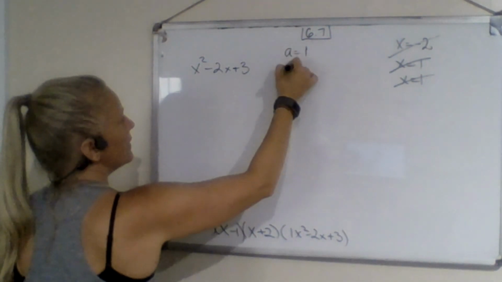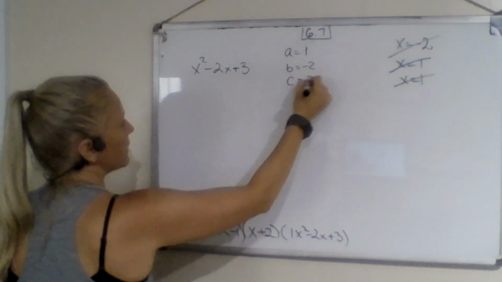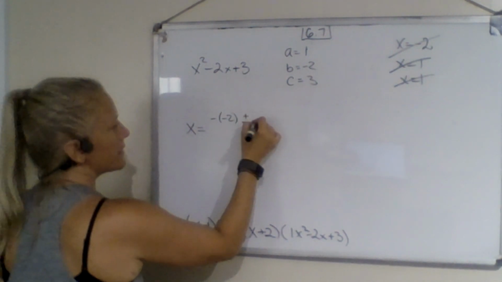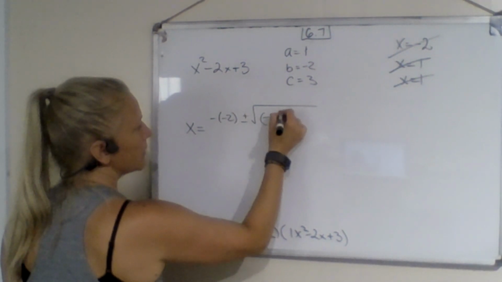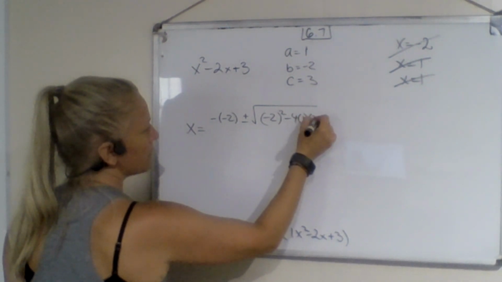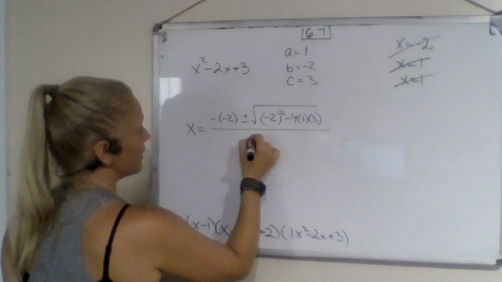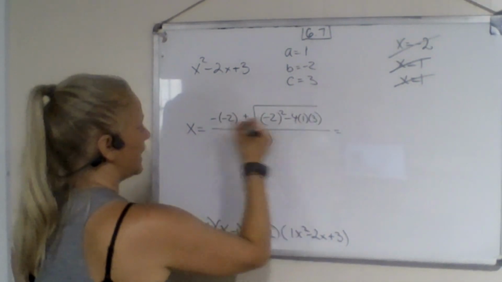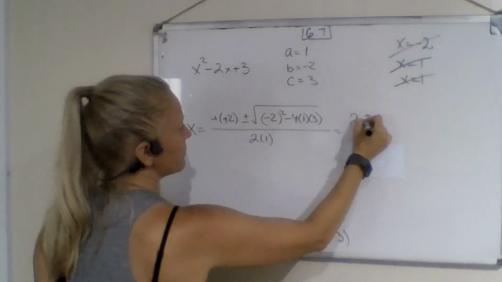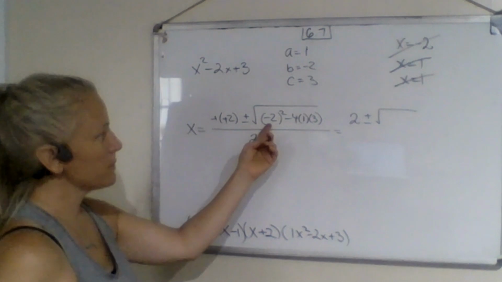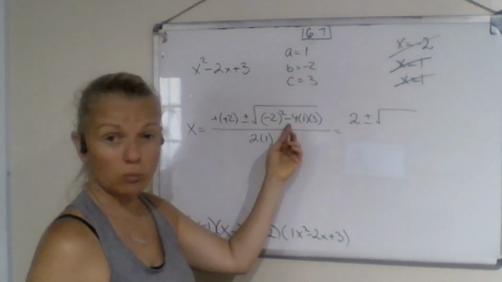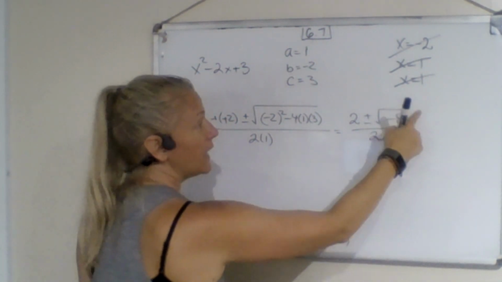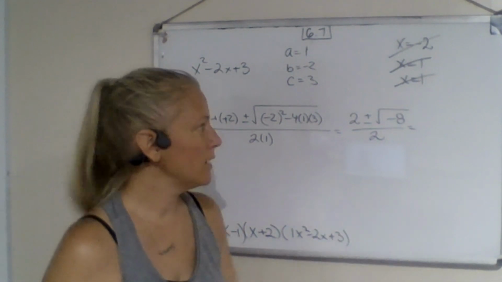A is 1, B is negative 2, C is 3. Quadratic formula says x equals negative b, negative negative 2, plus or minus square root of negative 2 squared, minus 4 times 1 times 3, and all of it over 2 times 1. Right? That's where we are right now. So let's go ahead and see what we get here. We get a positive 2 plus or minus square root of, this becomes 4 minus 12. I get a negative 8 all over 2. Clearly, this is an I. We cannot have a square root of a negative number.